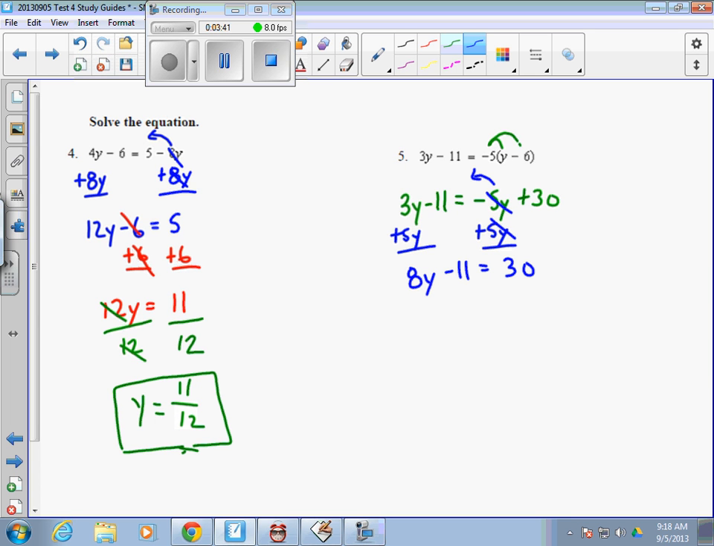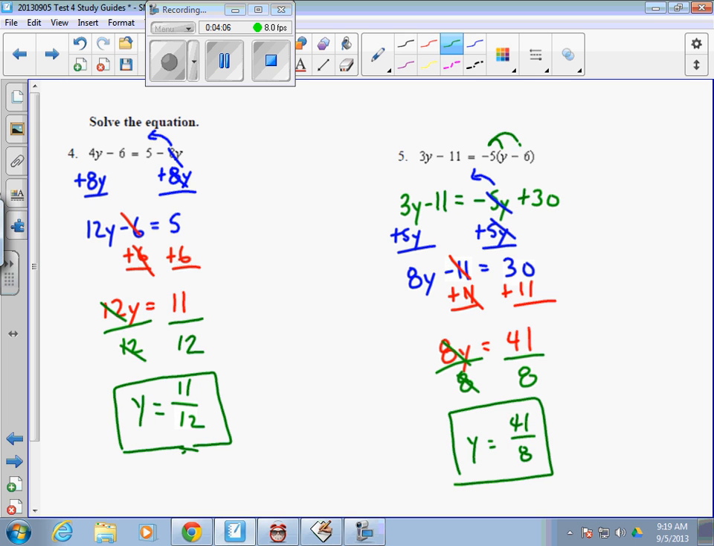Get rid of minus 11 by adding plus 11. Add the same thing to the right side. You're left with 8y on the left. This cancels, equals 30 plus 11 is 41. Get rid of 8 times something by dividing by 8. If you do it to the left side, do the same to the right side. Y equals, so these will cancel, 41 over 8. As an improper fraction that's simplified. There's no number that goes into both 41 and 8.